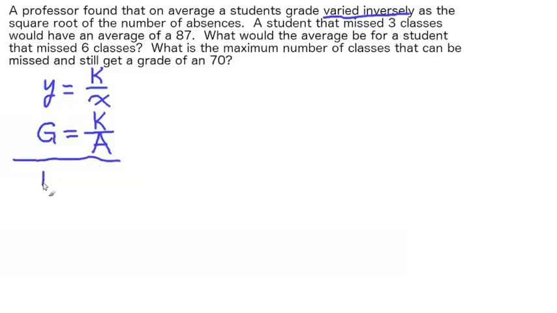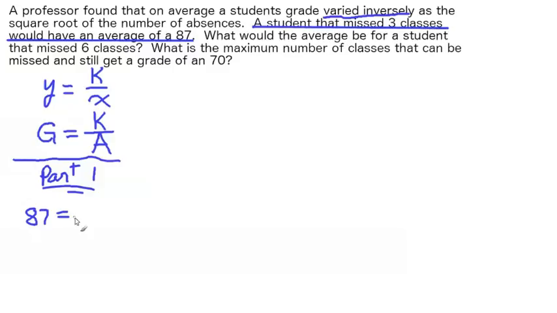Alright, so part 1, we always solve for k. So plug in what we know from the first part. A student can miss 3 classes and they would have a grade of an 87. It gives us the 2 pieces of information, the G and the A. So the grade they would have is an 87.